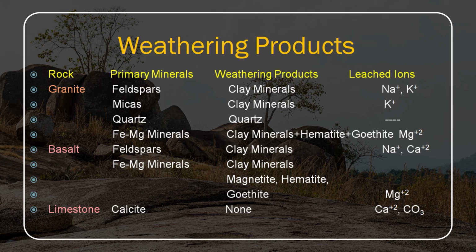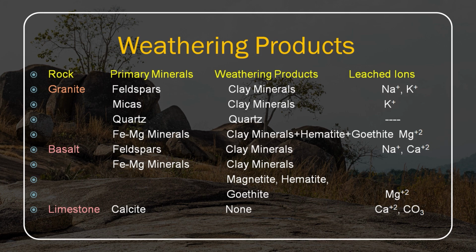Feldspar finally weathers into clay minerals. Micas give rise to clay minerals. Quartz remains as quartz, only the size changes. Iron magnesium minerals also produce clay minerals, and they also show hematite and goethite. Secondly, the basalt has feldspar, which produces clay minerals, and iron magnesium minerals also form clay minerals with magnetite, hematite, and goethite. In the limestones, the major mineral component is calcite.